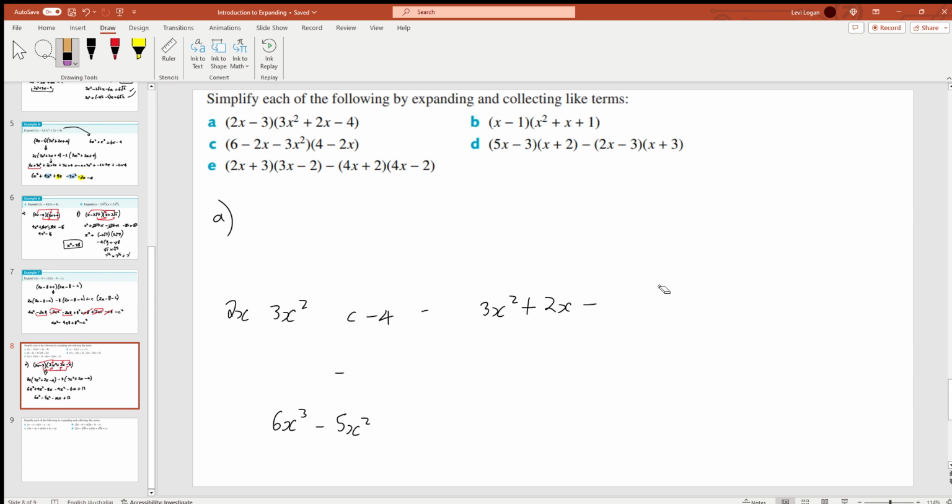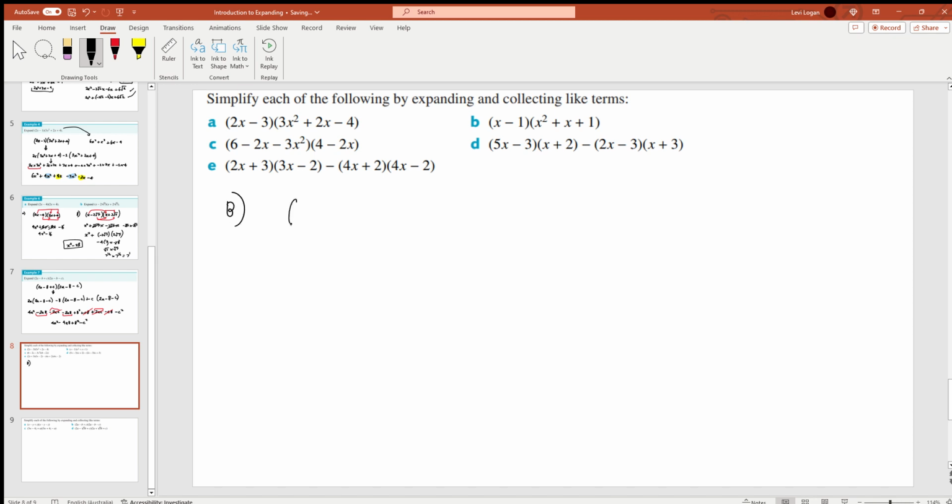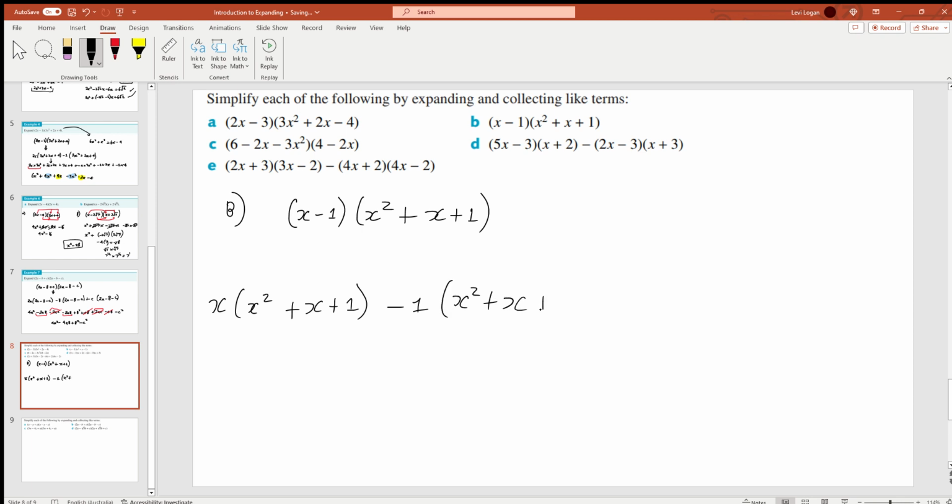Question B is very similar. I'm looking forward to doing these ones down here because they've got a couple of things in there. So B is going to be x minus 1 multiplied by x squared plus x plus 1. So just rewrite it as x times x squared plus x plus 1, minus, and then this element here, which is minus 1, multiplied by x squared plus x plus 1.